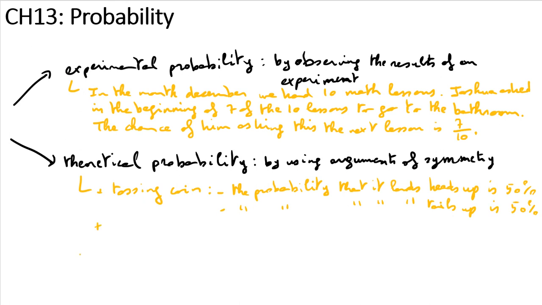Another example, for example, rolling a dice. The likelihood of rolling a 4 is 1 over 6. The likelihood of rolling a 2 is also 1 over 6. So the likelihood of rolling a 3 is also 1 over 6. And you didn't do any experiment to say that. In that case, we call that the theoretical probability.